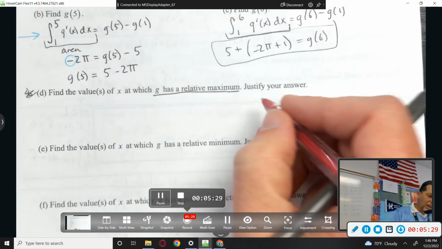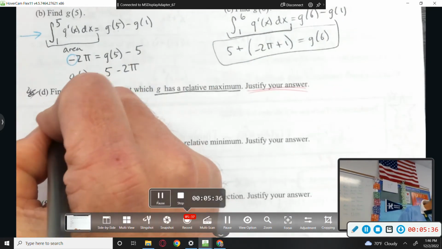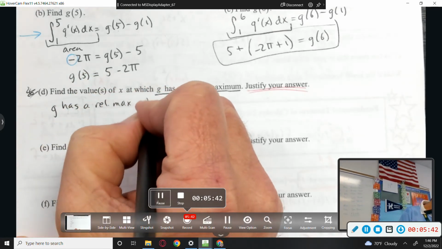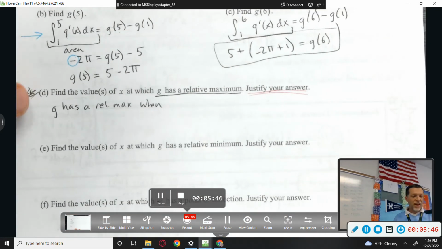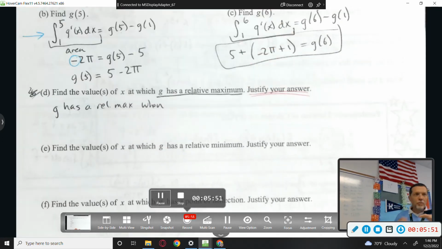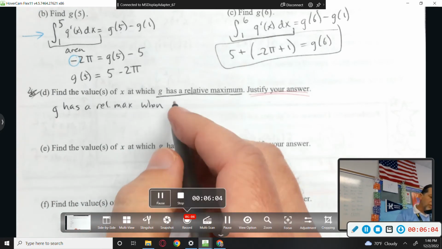Part D. Find the values of x at which g has a relative maximum. Justify your answer. Again, I read the justification first because that tells me what to look for. So I even know how to start. G has a relative max when. So we should be able to finish that statement. I keep meaning to make warm-ups where you finish that statement without any other information, regardless of the problem, regardless of pictures or tables or equations. We should be able to finish this sentence: G has a relative max when?